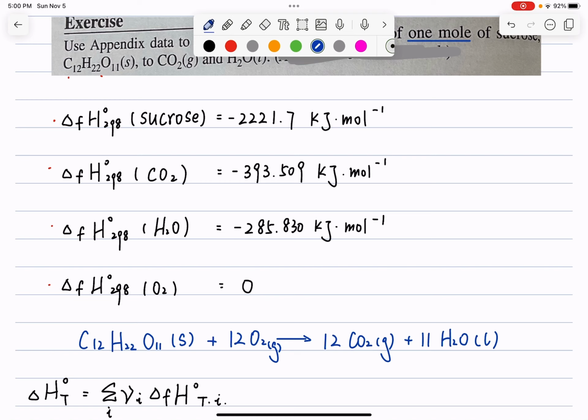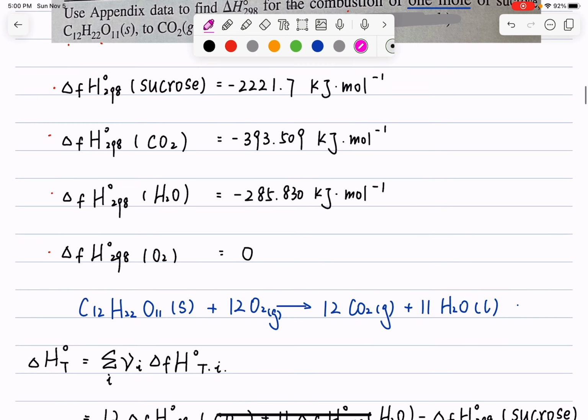Now, I don't think we need to spend time on how to write a balanced chemical reaction here. You should have practiced that in Gen Chem. If you forgot how to do that, I hope you can quickly refresh your memory with some practice.